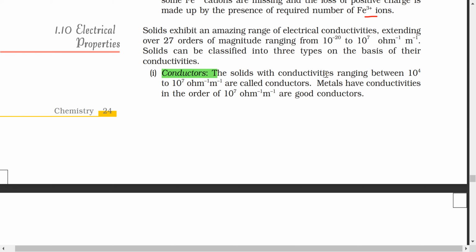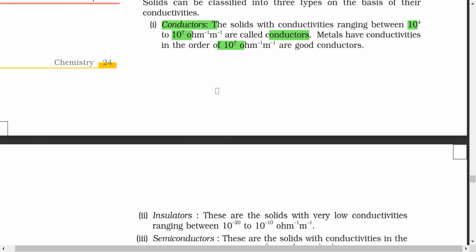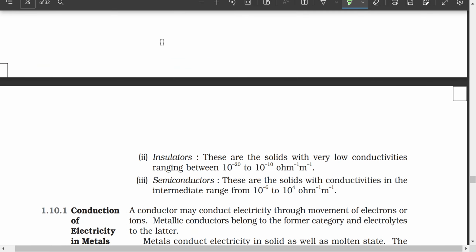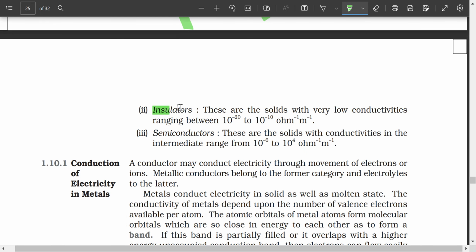Conductors, solids with conductivities ranging between 10 raised power 4 to 10 raised power 7. ठीक, इनको conductors कहते हैं. Metals have conductivities in the order 10 raised power 7 per ohm per meter, and they're good conductors. तो 4 से 7 तक याद रखेंगे. ठीक, 4 से 7 तक हमारे पास आते हैं कंडक्टर्स. इंसुलेटर्स में these are solids with very low conductivities, 10 raised to -20 to -10. Semiconductors बीच में आएंगे, -6 to 4.